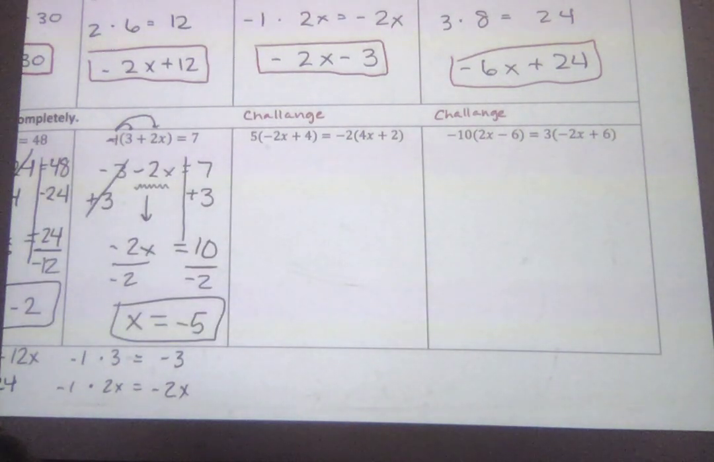So these 2 are challenge problems because we have to distribute on both sides. Nothing that we haven't seen. We're just going to have to do a little more work. So it's doable.